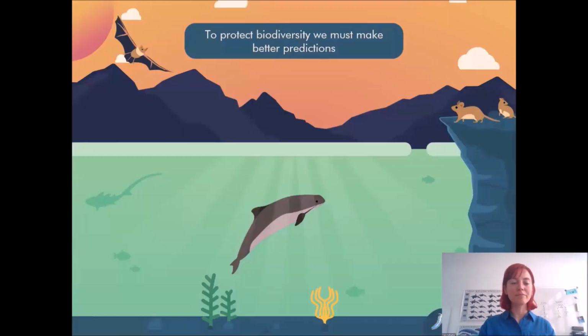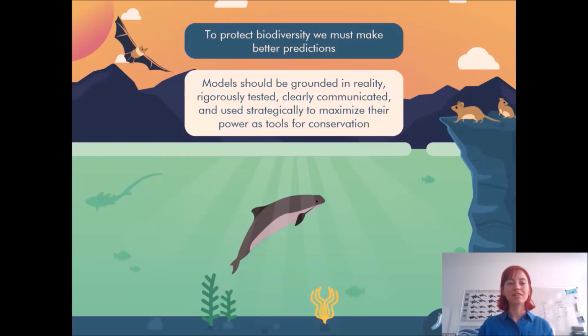All right, so just to close out, going forward, to be able to protect biodiversity, we have to be able to make better predictions. And to do so, we should use models that are really grounded in reality, rigorously tested, clearly communicated, and used strategically to maximize their power as tools for conservation.